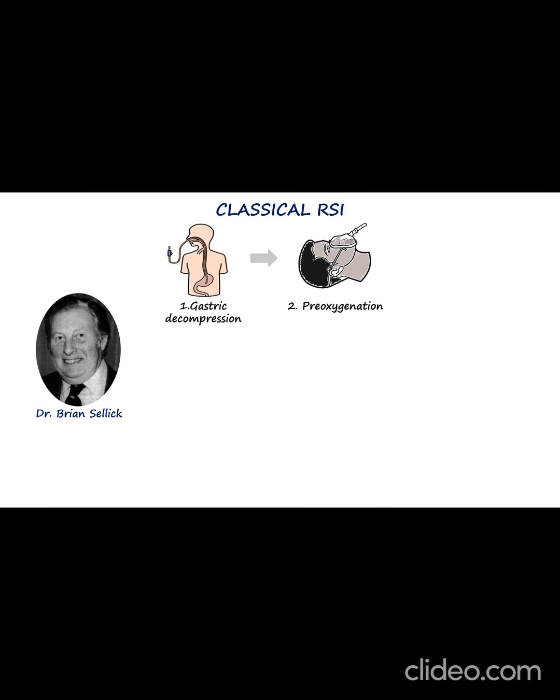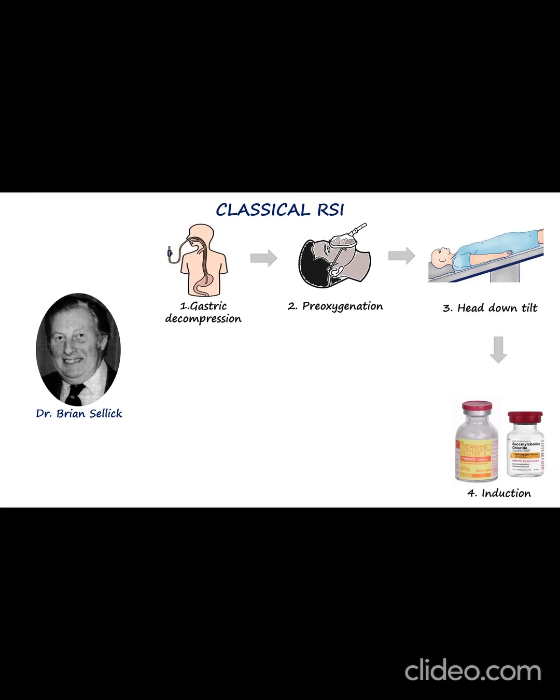Patient is then positioned supine with slight head-down tilt to leverage gravity in preventing regurgitation. Anesthesia was then induced with weight-based dosing of drugs like thiopental or volatile agents, combined with fast-acting depolarizing neuromuscular blockers such as succinylcholine to achieve rapid paralysis.